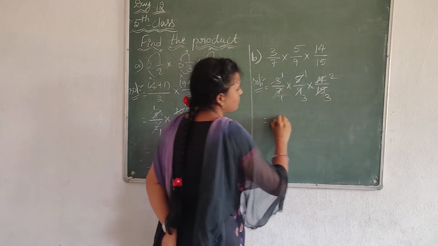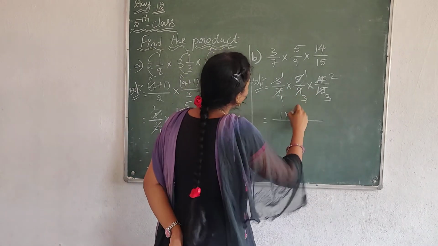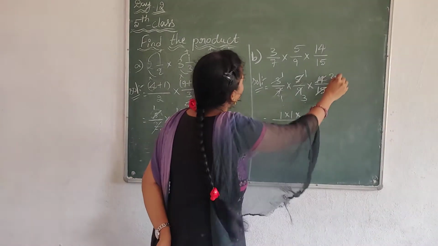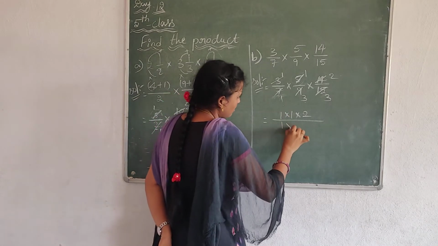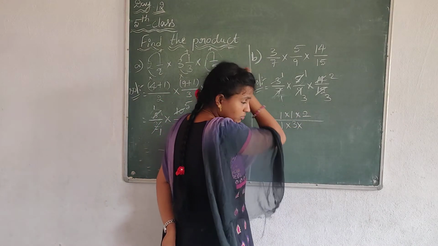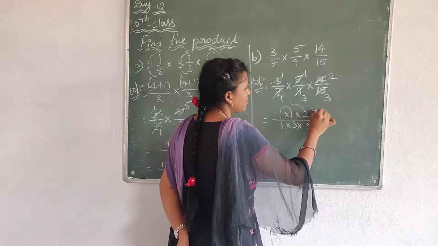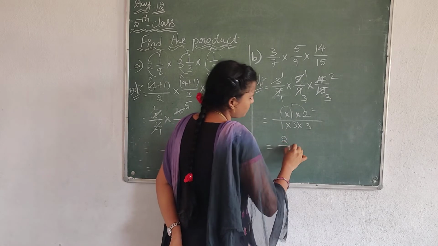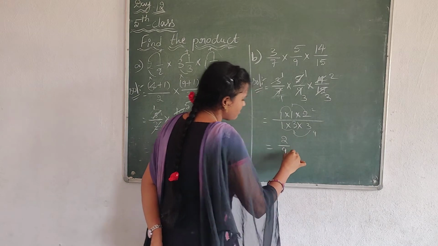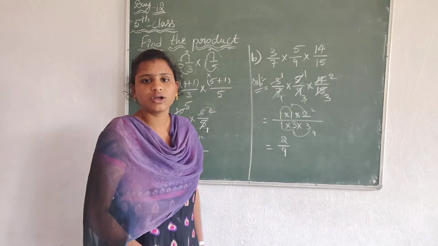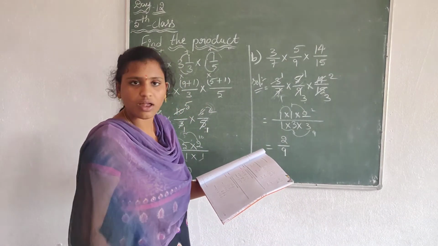Take these numbers in the numerator place: 1 into 1 into 2. Okay, it's over. Let's come to the denominator: 1 into 3 into 3. 1 1 is 1, 1 2 is 2. So the numerator is 2. 1 3 is 3, 3 3s is 9. So the denominator is 9. What is our answer? 2 by 9.